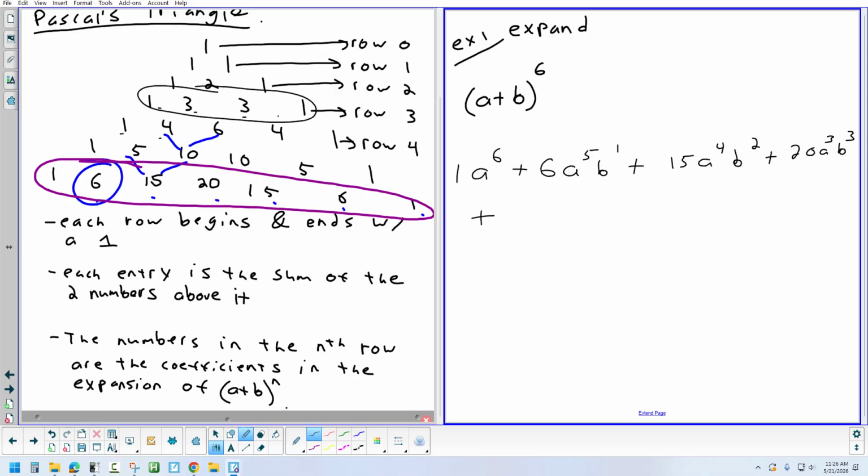Plus? Yes. Yeah, just sign out and you're all set. Thank you. Where did I sign up? Just do other. Okay, 20 a cubed b cubed looks good.